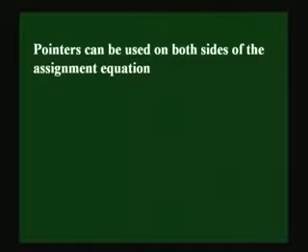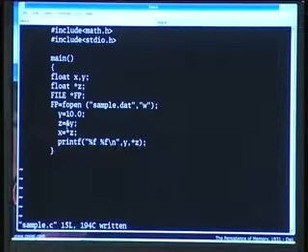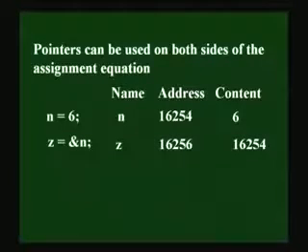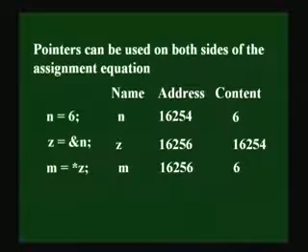Now we saw how to use a pointer on one side. In this program, we used a pointer on this side using an asterisk sign, and a pointer on this side where we used the ampersand sign. This is not the only way to do it. We can use pointers on either side. So let's look at that again. We had n equal to 6, and then we said z equal to ampersand n, and then z actually pointed to that address. And now we say m equal to star z, so m would take the value of n.